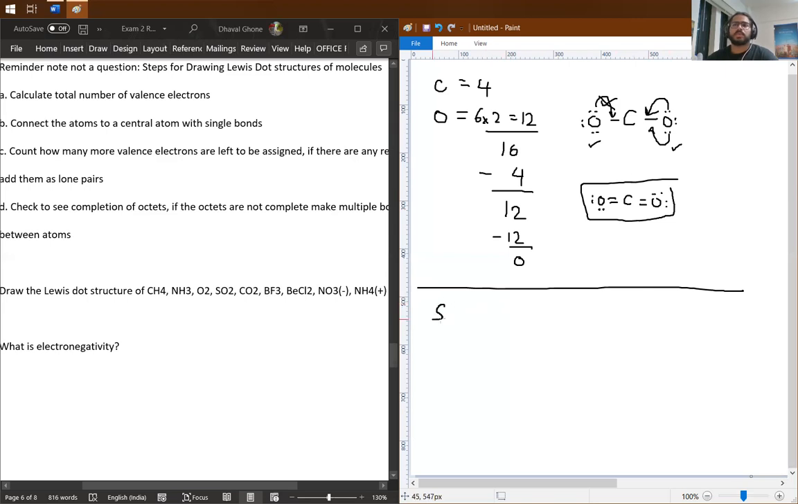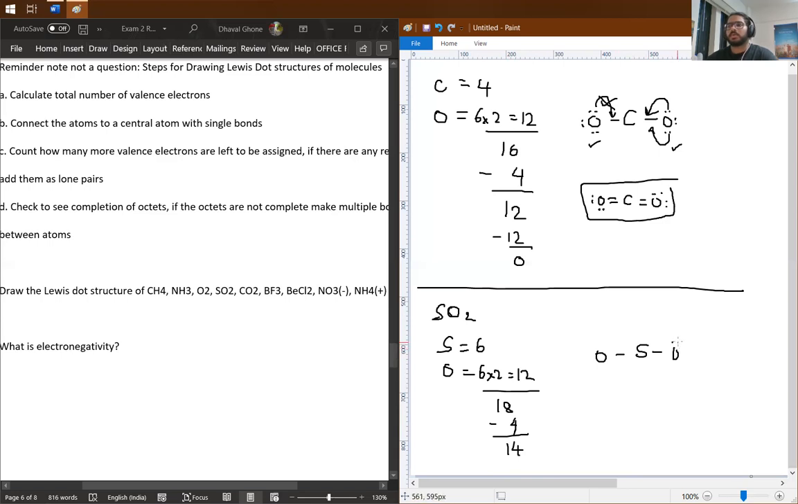is SO2. And SO2 is a little complicated. Sulfur and oxygen are in the same group, so they have the same valence electrons. Sulfur has 6, oxygen has 6, but there are two of them, so really they have 12 in this molecule, and you have 6 plus 12 is 18. I will draw sulfur in the middle and connect oxygens to it. I've used 4 electrons in this, and that leaves me with 14 to add as lone pairs.